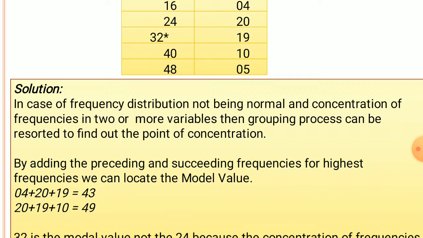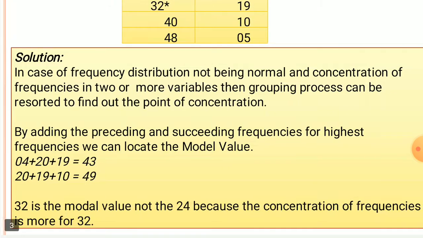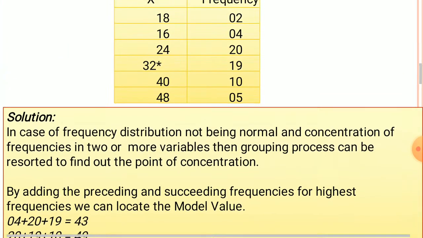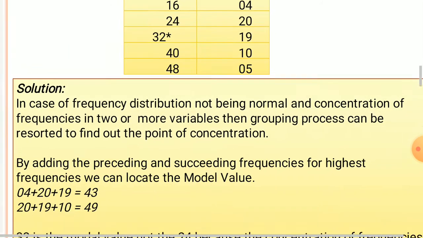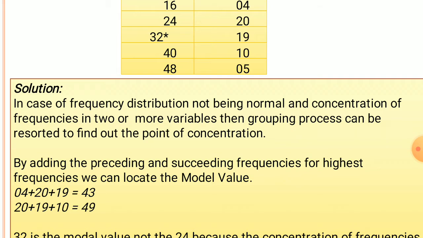4 + 20 + 19 is equal to 43. 20 + 19 + 10 is equal to 49. So here 49 is the highest value or frequency.